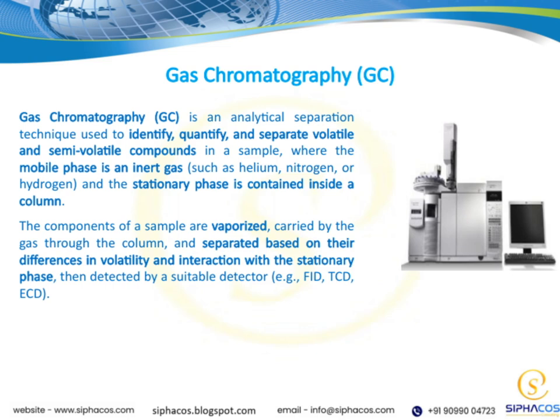The sample components are first vaporized into gas form, then pushed through the column by this inert gas. As they travel, each compound interacts differently with the stationary phase, based on their volatility and how they interact chemically. This causes them to move at different speeds, effectively separating them over the course of the run. Once separated, these compounds are detected by specific detectors, such as FID, TCD, or ECD, which help us identify and quantify each component. This process is fundamental in many fields, from environmental analysis to pharmaceutical testing, and it ties into our overall theme of understanding complex mixtures through advanced separation techniques.